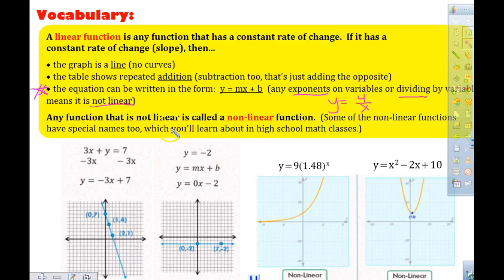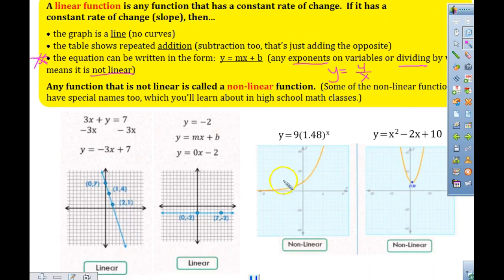Okay? Any function that is not linear is called nonlinear. Some nonlinear functions have special names. Like this one right here is a parabola. We're going to get into that next year in algebra. This one is exponential. Okay? We'll be doing some exponential ones this year also.